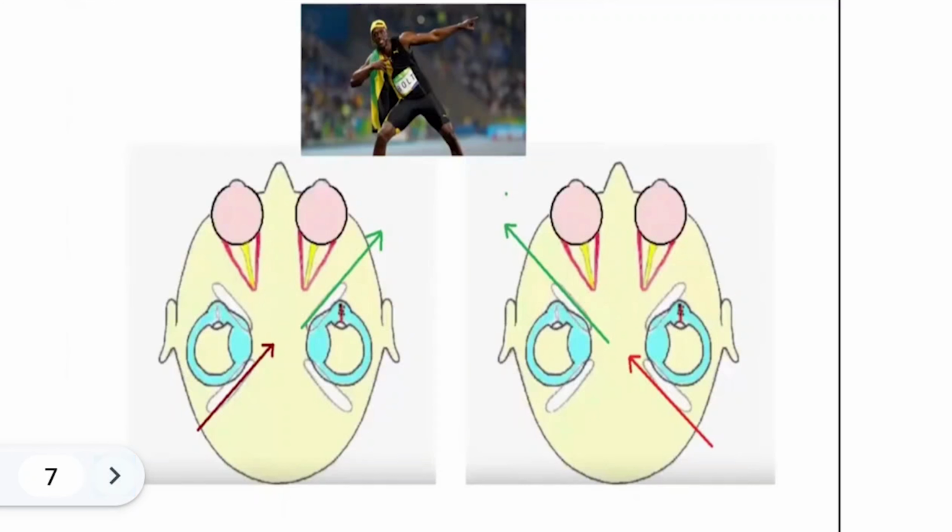And one more finding is, I intentionally kept this image of Usain Bolt to help memorize, or to remind, that the semicircular canal of one ear lies exactly parallel with a semicircular canal of the other ear. For example, the anterior semicircular canal of the right ear lies exactly parallel with the posterior semicircular canal of the left ear.